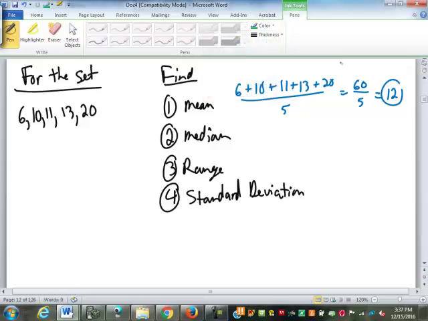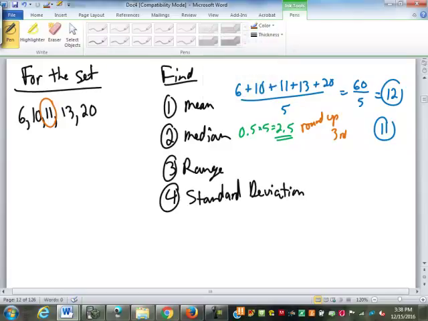For a median, what do we do? Median is the middle number. So to find the position of the middle number, it's 0.5 times n. N is the number that are in the list. So 0.5 times 5 is 2.5. Since that's a decimal, we will round up. So that's the third number in the list. Third number in the list is 11. So 11 is the median.